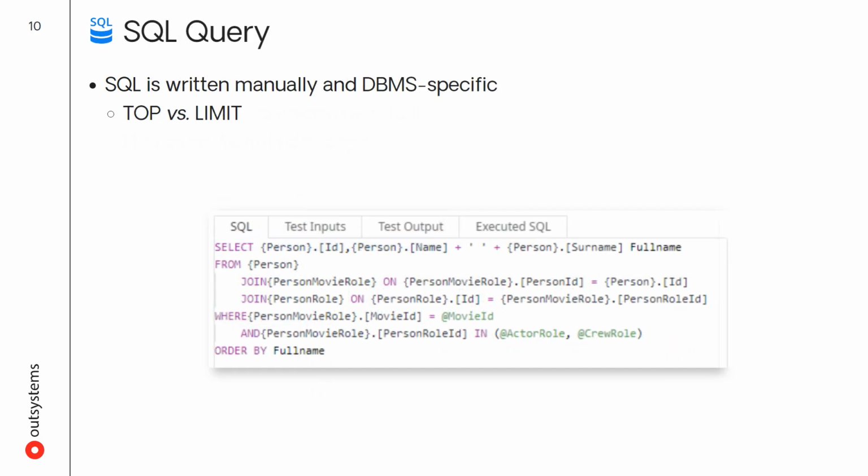Since you are manually writing the SQL, you have to know which database you're targeting, because each database implements a slightly different SQL dialect. If you're using SQL Server and you want to limit the number of rows retrieved, you would use top, instead of potentially using something like limit, as in other databases.